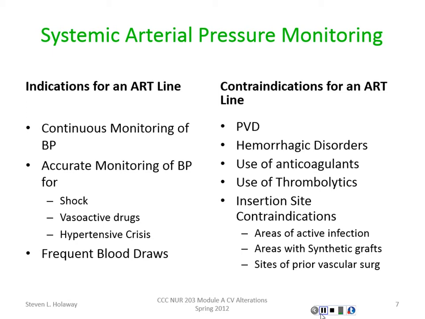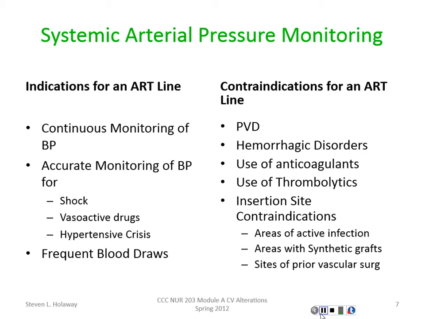If I have someone that's on strong vasoactive drugs, such as Levophed, Neo-Synephrine, dopamine, many times I want to have a very accurate reading of their blood pressure, so an art line will be put in place. If we have someone in hypertensive crisis and we're having to use a lot of medications to bring that blood pressure down, again, I need to know accurately what's going on. If I'm using the Nipride or some of the labetalol, those type of things to lower that blood pressure, I need to know accurately. I need to know minute by minute what that blood pressure is. So it's very, very important.